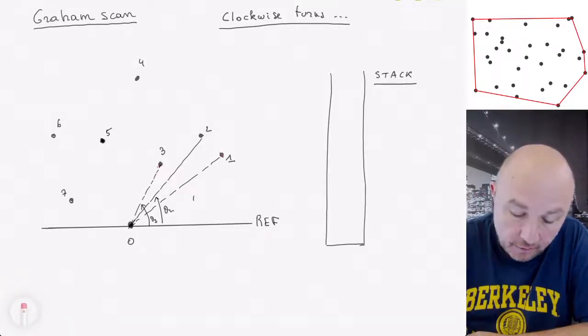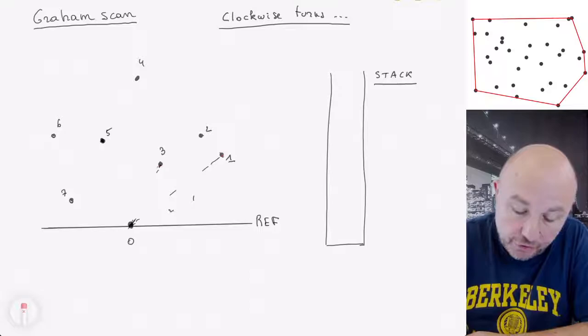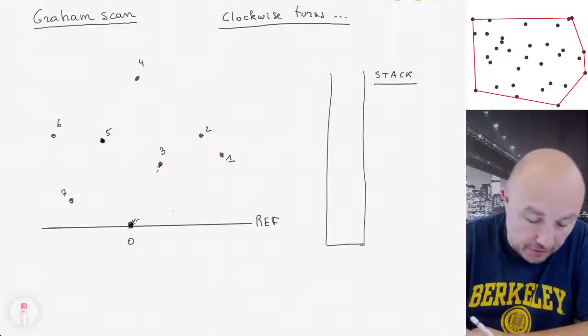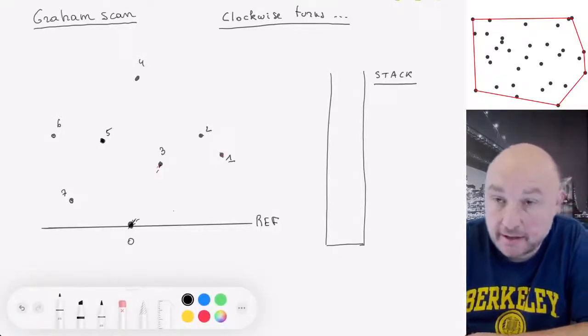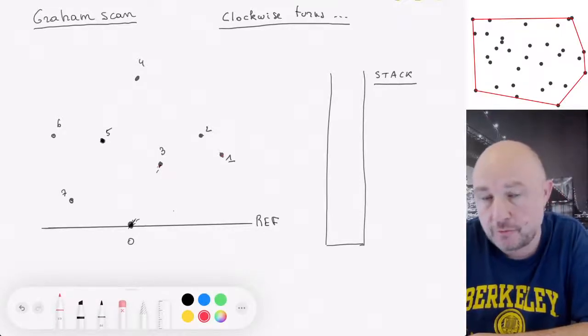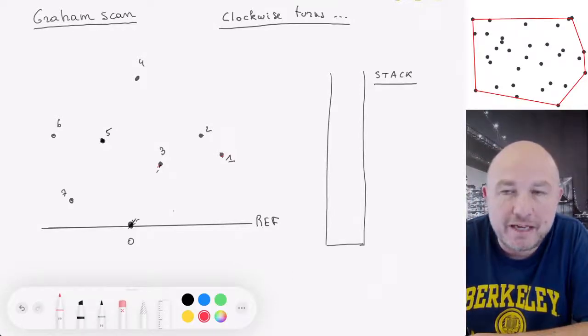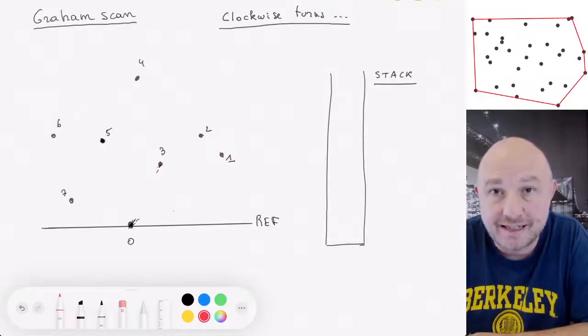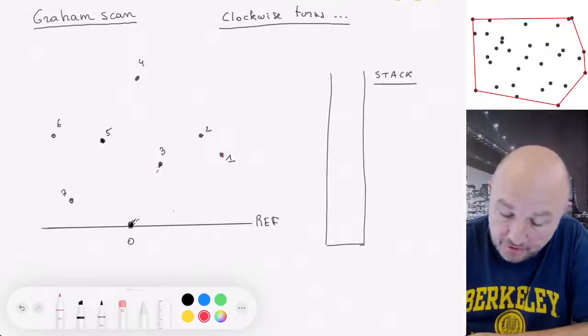Okay, so here we are going to use this to build the convex hull. First, we use a data structure called a stack. We are going to stack a certain number of points, and the points remaining in the stack at the end of the algorithm will be the ordered set of points of the convex hull. So we start and we put 0.